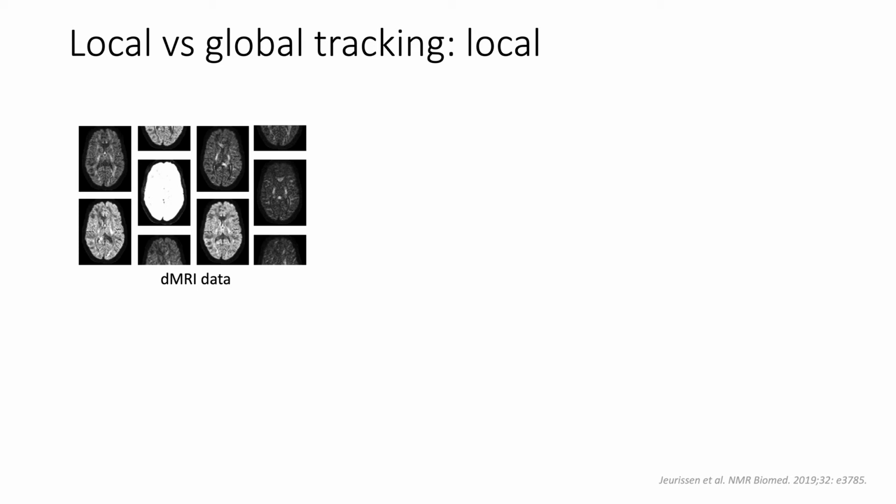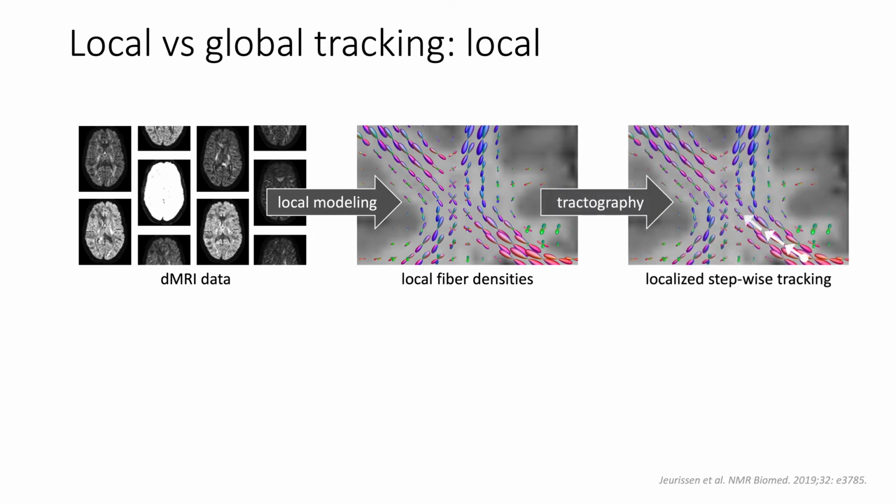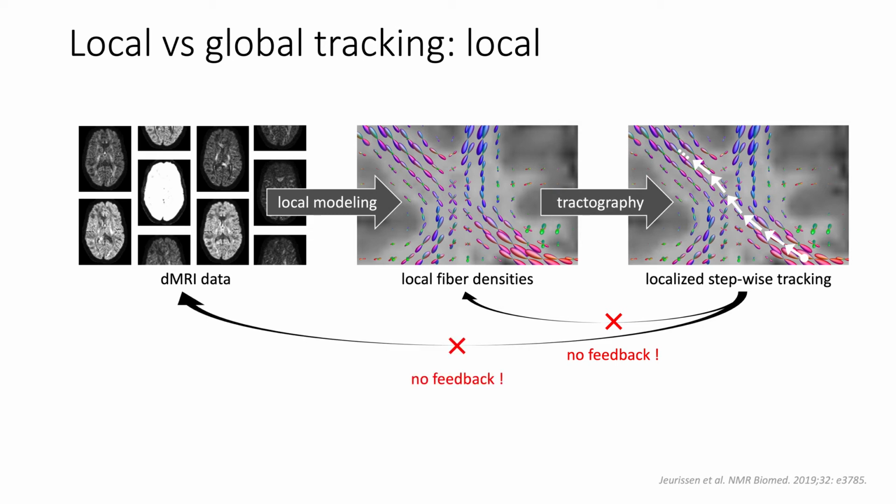A second distinction that we can make is that between local and global approaches. In a local approach, we start from the acquired data. We then extract local fiber orientations using an appropriate model. And finally, we perform a localized, stepwise integration of these orientations. So at no point in this pipeline is there any feedback from the reconstructed fiber tracks back to the local fiber orientations or to the diffusion data.